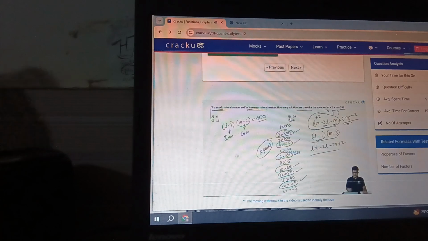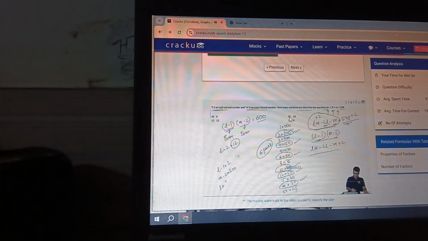For example, in the first case, L minus 1 can be either 2 or 300. In both cases, we are going to get the product as 600. So the total number of ways in which L minus 1 can be even and M minus 2 can be even will be 6 into 2, which is equal to 12. Essentially, in the first case, if you are considering 600 as 2 into 300, we can consider L minus 1 to be 2 and M minus 2 to be 300. Or L will be 3 and M will be 302.